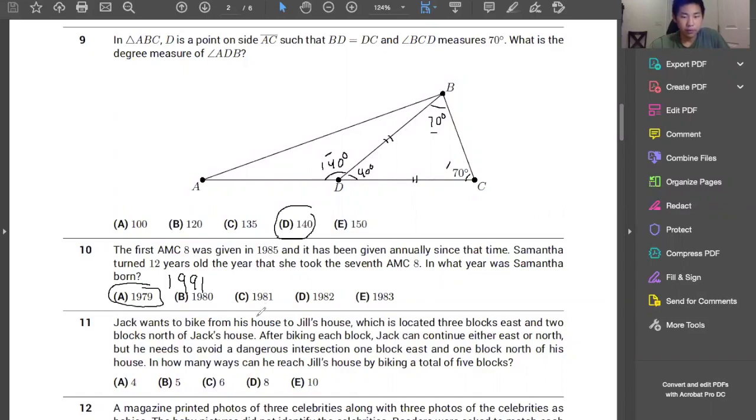Okay, on to problem 11. So Jack wants to bike from his house to Jill's house, which is located 3 blocks east and 2 blocks north. So if we start with his house, then we know we have to go 3 blocks east and 2 blocks north. So we'll fill in this.